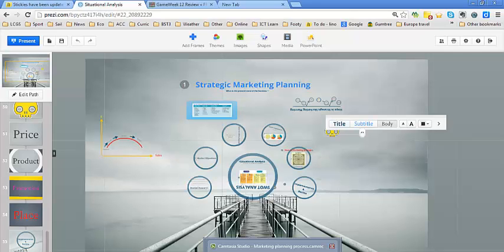So there you have it. This is a whole process of marketing planning that any business will go through. You can see all the bits and pieces that I've discussed with you today. Obviously you can go back and look at them in more detail.